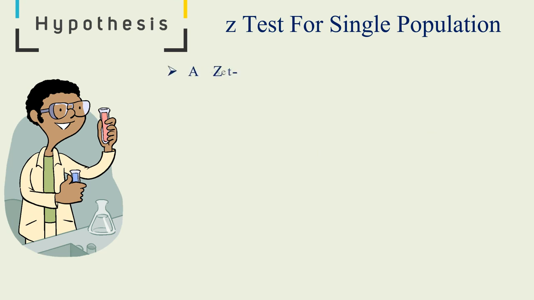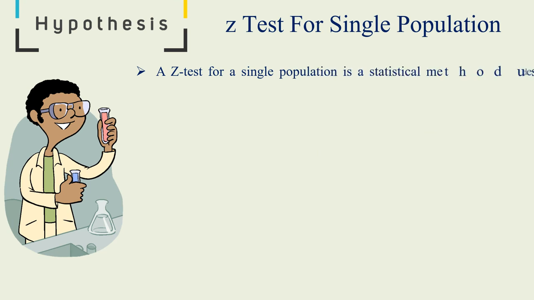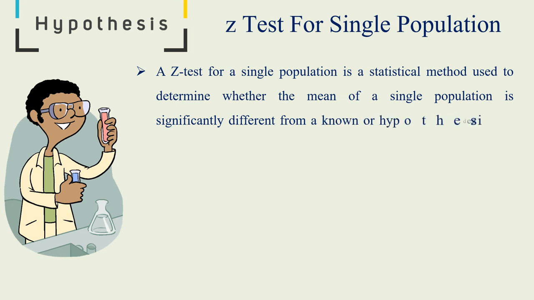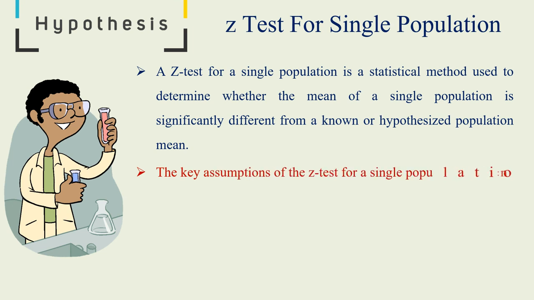A z-test for a single population is a statistical method used to determine whether the mean of a single population is significantly different from a known or hypothesized population mean. Here are the key assumptions of the z-test for a single population.